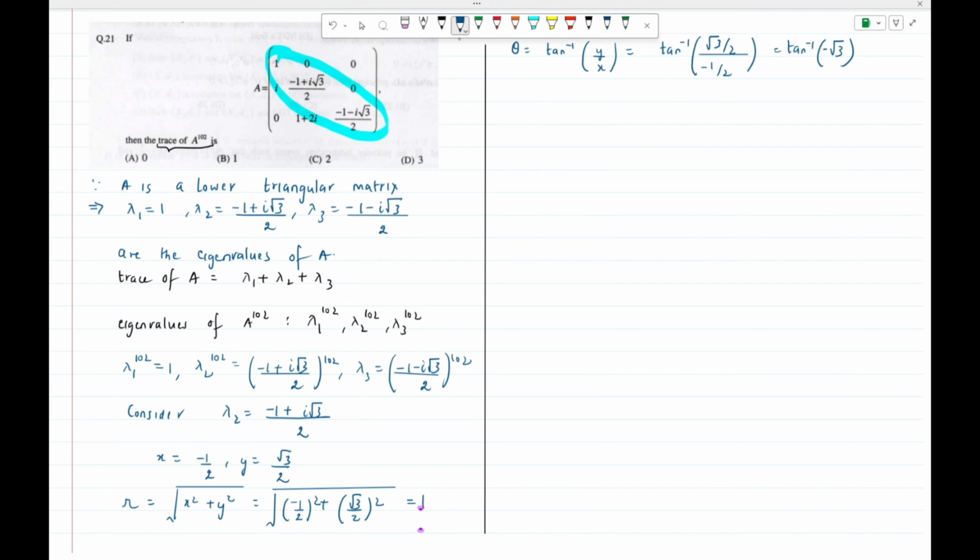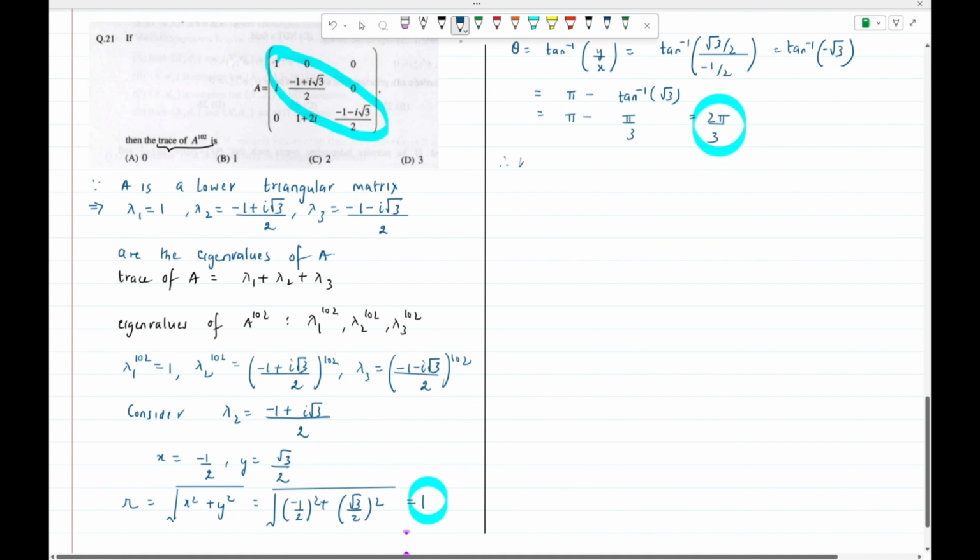Now, if you observe that x is negative and y is positive, we understand that this complex number is going to lie in the second quadrant. And in the second quadrant, the tan inverse of negative root 3 is given as pi minus tan inverse of root 3, which is going to be pi minus pi by 3, and that's going to be 2 pi over 3. So we have the value of R, which is 1, and we also have the value of theta, that's 2 pi by 3.